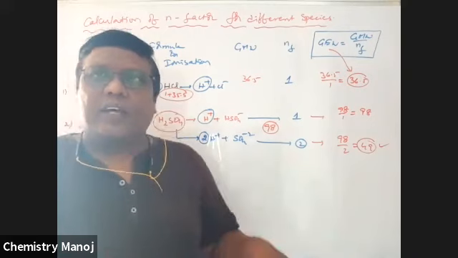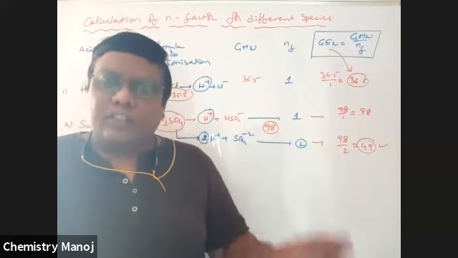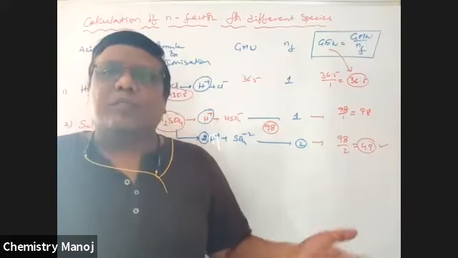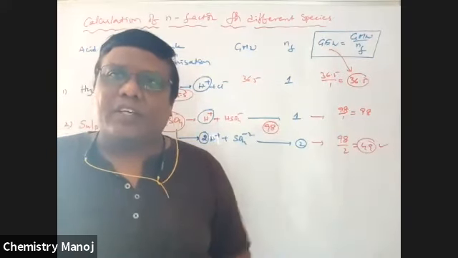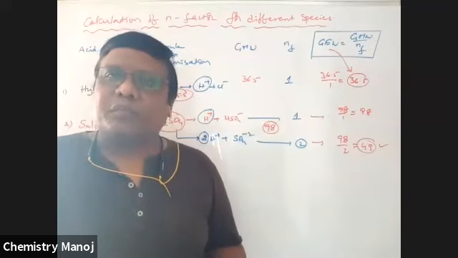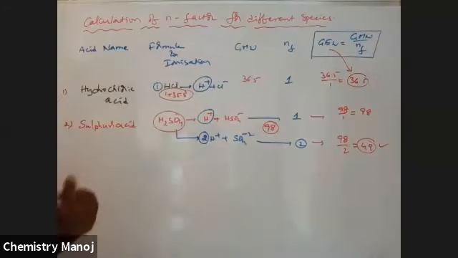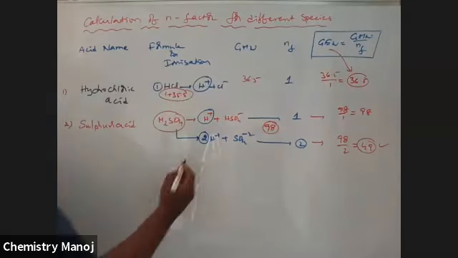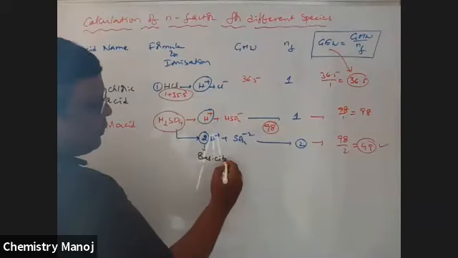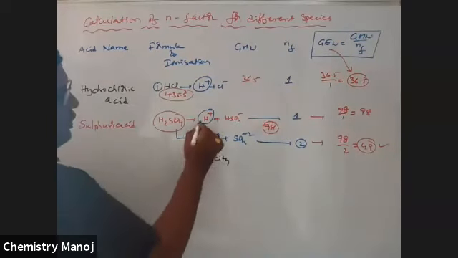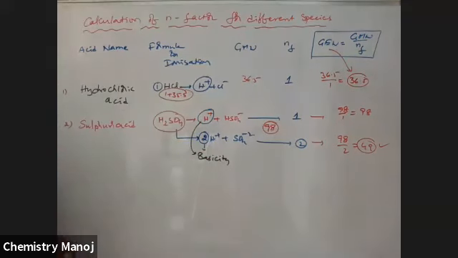If N factor is 1, then molecular weight is equal to equivalent weight. If N factor is not equal to 1, then it may be different. Different species in different reactions may have different N factors. It depends on the number of H plus ions released. The number of H plus ions released is called basicity. Basicity of H2SO4 in this case is 2. In this case 1. Here basicity is 1 and basicity is 1.